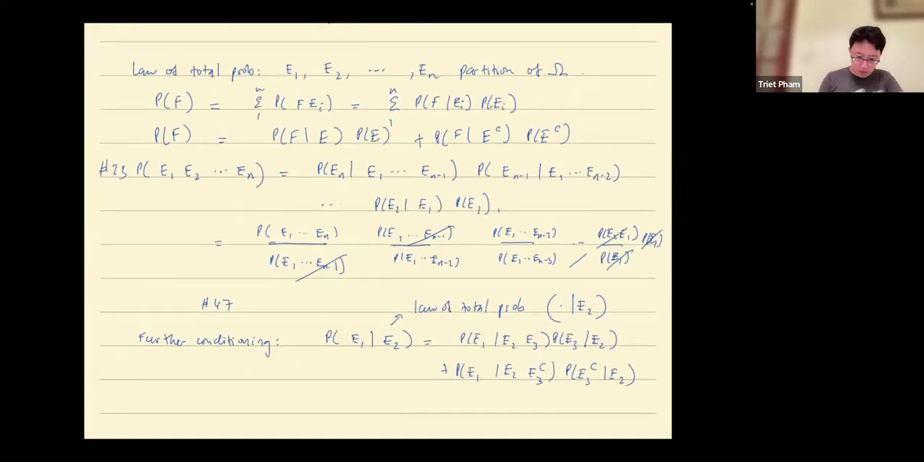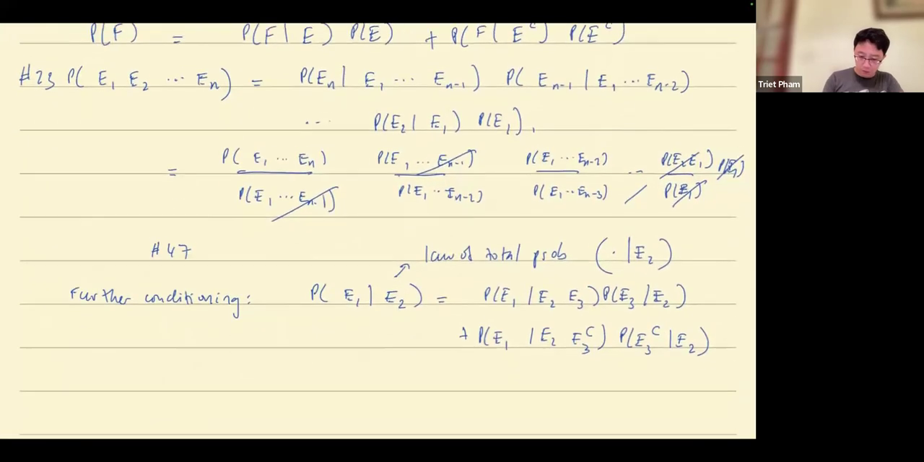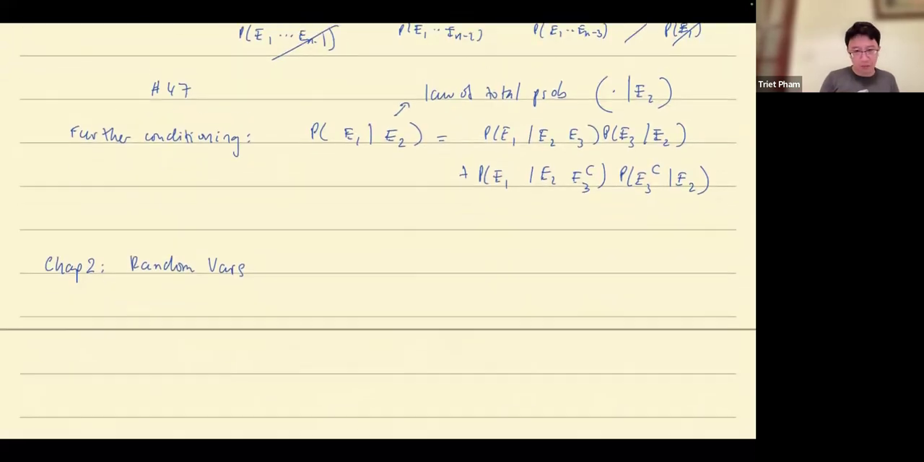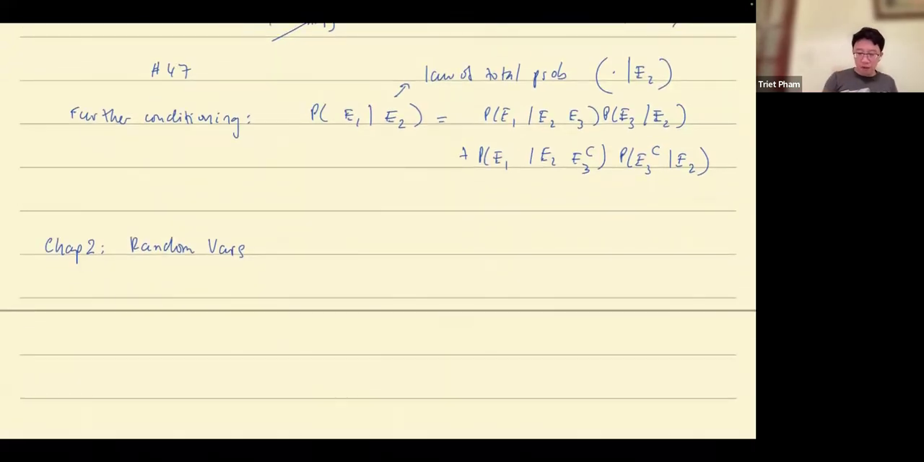All right, so now let's move on to chapter 2. And chapter 2 is titled Random Variables. Make no mistake, chapter 2 is much bigger than chapter 1. It's about a lot. It has a lot of material on random variables.